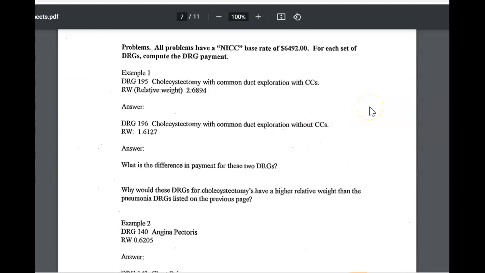Okay, so let's go ahead, and you can follow along. Pause. Let's just do a few of these. So once again, we're going to take 6,492 and multiply it by this first one. The relative weight is 2.6894. This first one here is a cholecystectomy. Keep in mind, it's going to be higher because it's a surgery.